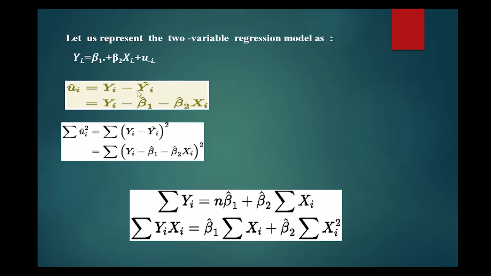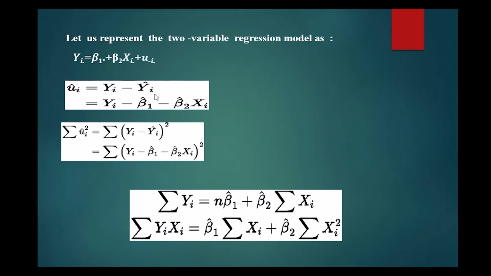That means this yi hat was on the fitted line, and this yi is the actual or the observed value that we are getting. Now in the next step, as we come on, yi minus beta 1 hat minus beta 2 hat xi. So this beta 1 hat and beta 2 hat are substituted from the estimated values of beta 1 and beta 2. These are the sample observed estimated values.